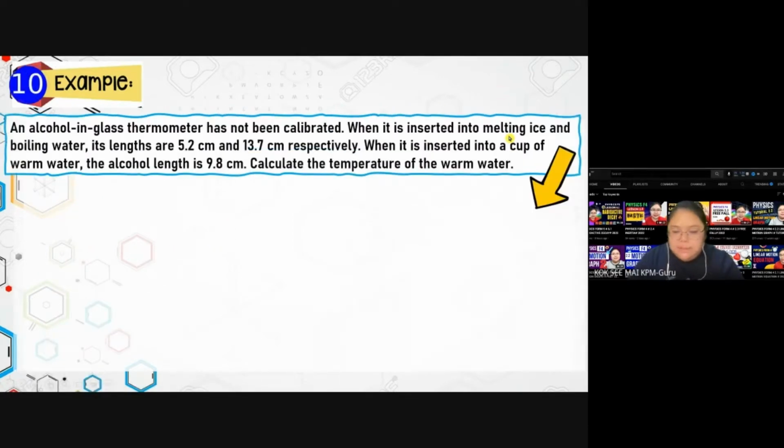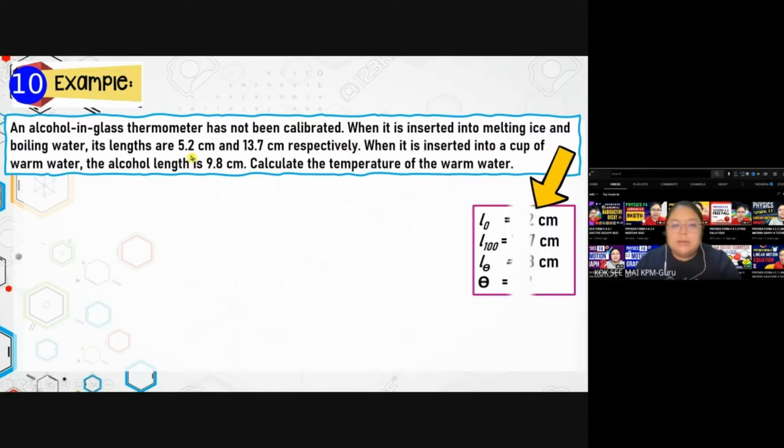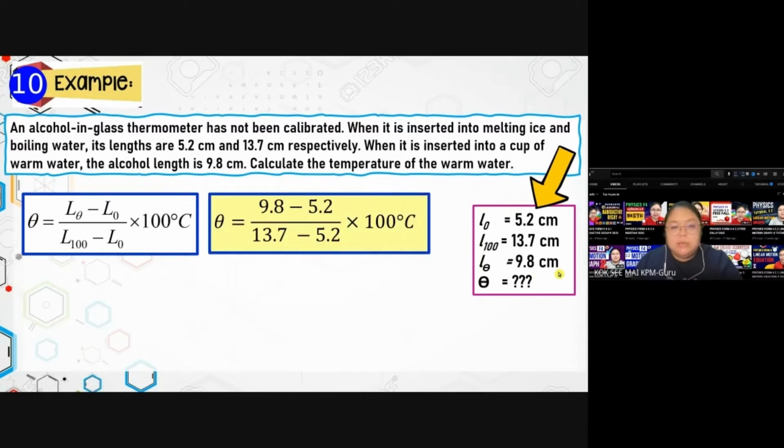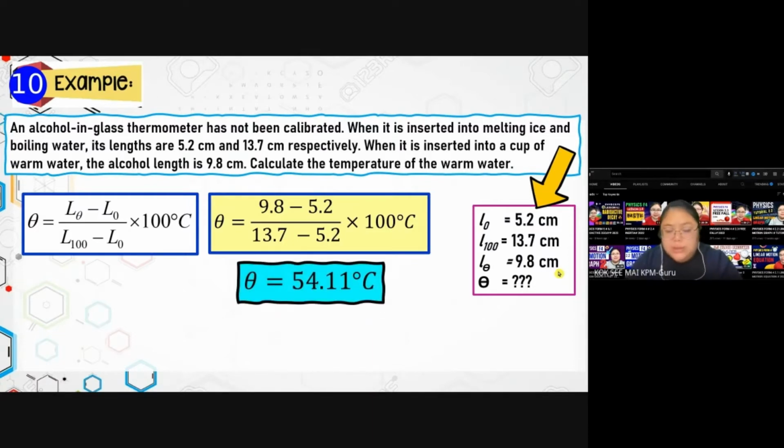Okay, then we go to example 10. That one was your example 8. An alcohol in glass thermometer has not been calibrated. When inserted into the melting ice and boiling water, the readings are 5.2 and 13.7, then put inside another cup of water, I find 9.8. So the calculation is the same, just repeat only. Then the last one, 54.11 degrees Celsius. Okay, there's no problem. Then the following.